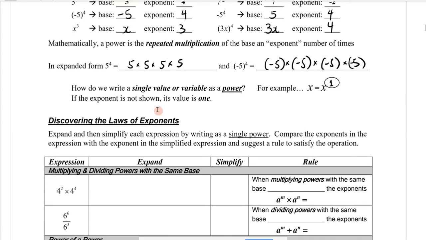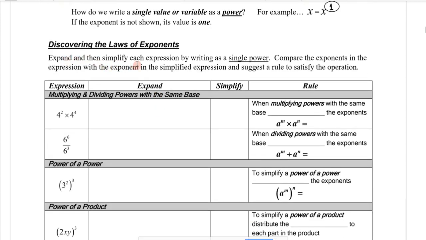Discovering exponent laws. Expand and simplify each expression by writing as a single power. Compare the exponents in the expression with the exponent in the simplified expression and suggest a rule to satisfy the operation. So here's my first expression: 4 squared times 4 to the exponent 4. If I expand this, I would write this as 4 times 4, so that's 4 squared. And then times 4 to the exponent 4, which is just 4 times 4 times 4 times 4.